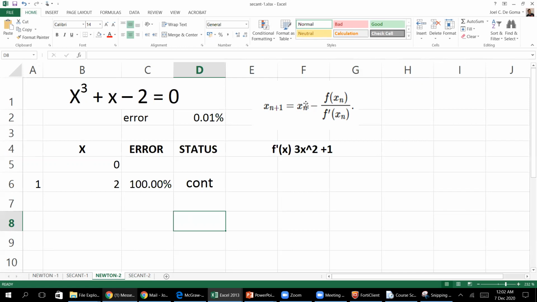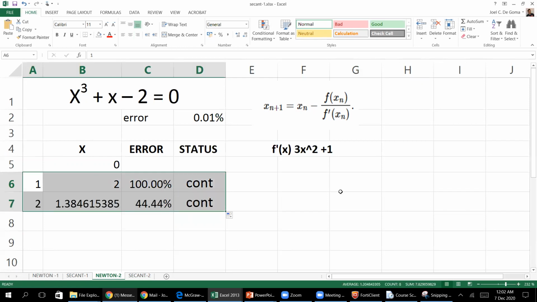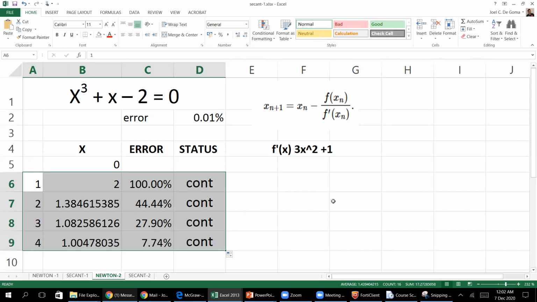Then 2, substitute to our working equation. So 2 minus 2 cubed plus 2 minus 2 all over 3 times 2 squared plus 1. So the result is 1.538. Then substitute it again to our equation. So we have a new x, 1.08. Then substitute it again to our working equation. We have 1.004. And again, our error should be less than or equal to 0.01%.